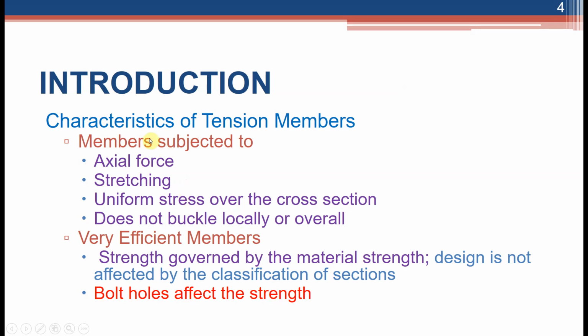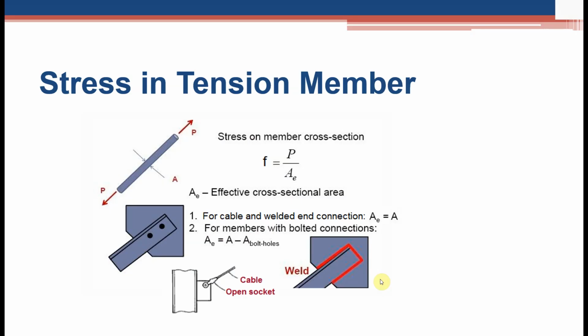Now, introduction. Characteristics of tension members. What are the different characteristics of a tension member? Members subjected to axial force, stretching, uniform stress over the cross section, does not buckle locally or overall. Very efficient members. Strength governed by the material strength. Design is not affected by the classification of sections. Bolt holes affect the strength.